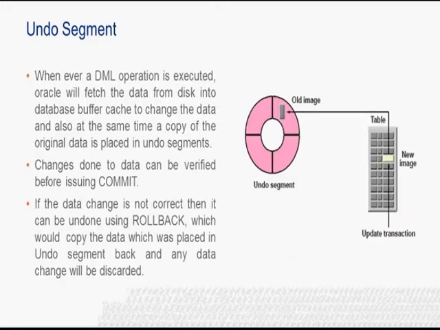How undo segments or rollback segments are used. Whenever data is fetched from the data files to buffer cache for updation or deletion, then a copy of this is also placed in the rollback segment. If we make incorrect changes and we want to roll back, then Oracle will use the image present in the rollback segment to undo the changes.